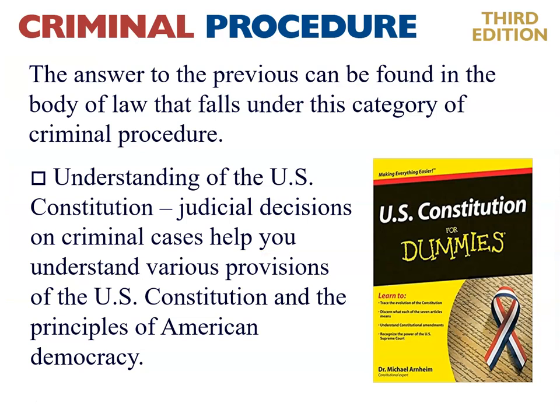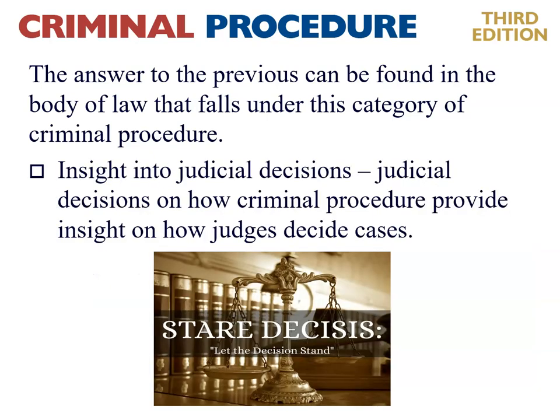The next one would be understanding the U.S. Constitution. So judicial decisions on criminal cases help you understand the various provisions of the U.S. Constitution and the principles of American democracy. And when we talk about the provisions in the Constitution, we're going to talk a lot about the Bill of Rights, which is what? I'll give you a second. In your head? Okay, so it should be the first 10 amendments to the U.S. Constitution, and those have a huge impact. And you could throw the 14th in there if you want, but all of those have a huge impact on the way that you are going to do your job, and how judicial decisions on cases are both understood and made.